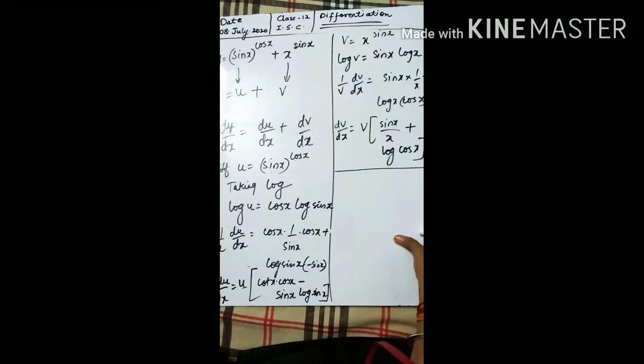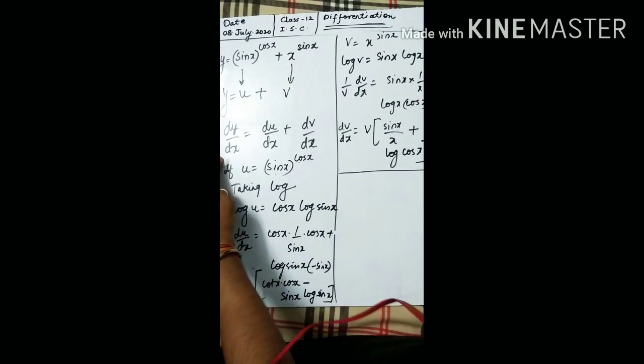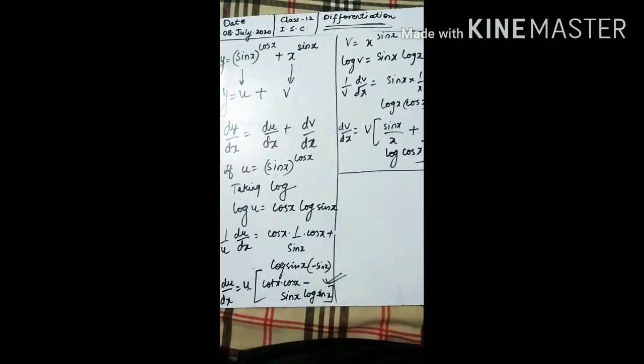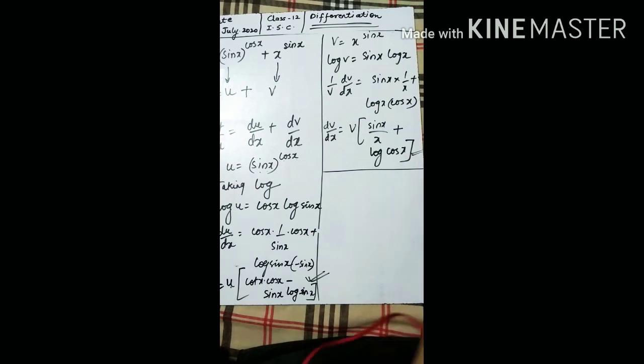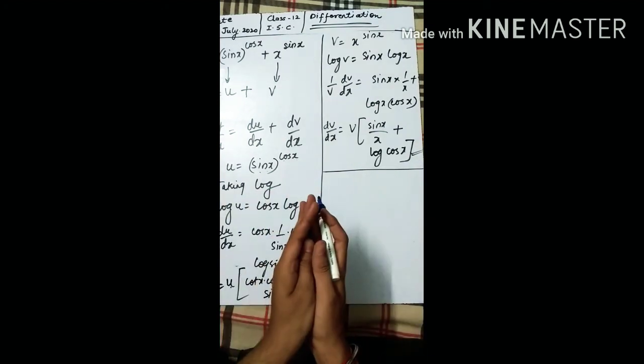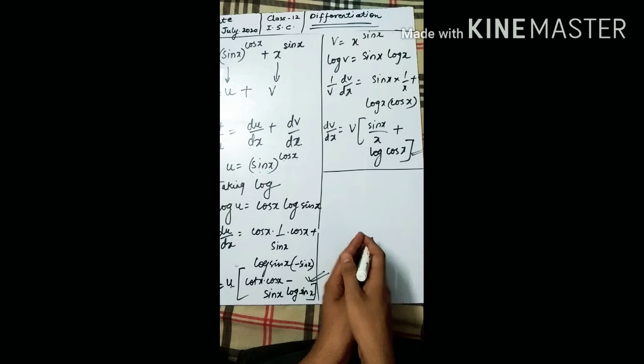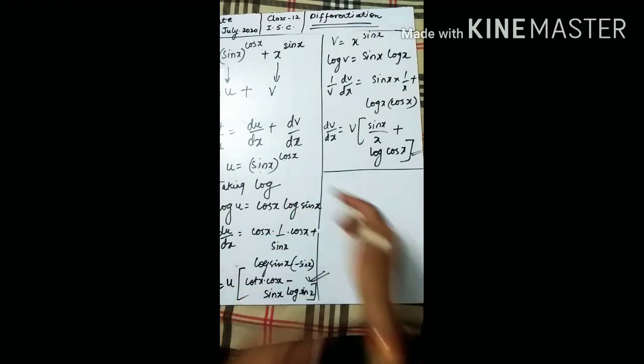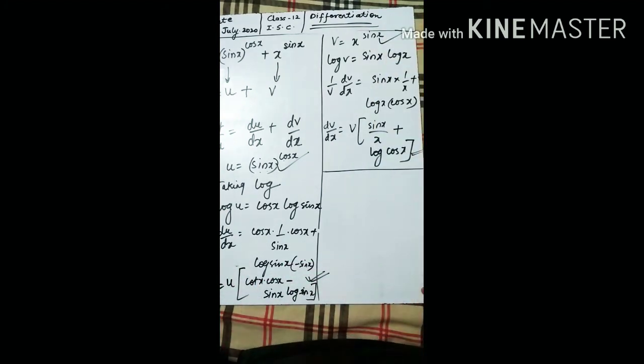We already know that to get dy dx we need du dx plus dv dx. You have du dx over here and we have dv dx here. You have to sum up and write, and also remove this u and v by their values, this one and this one. Understood? So do this question very properly and show it to me.